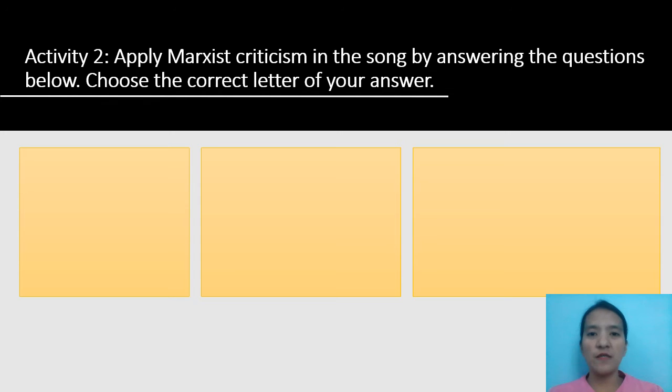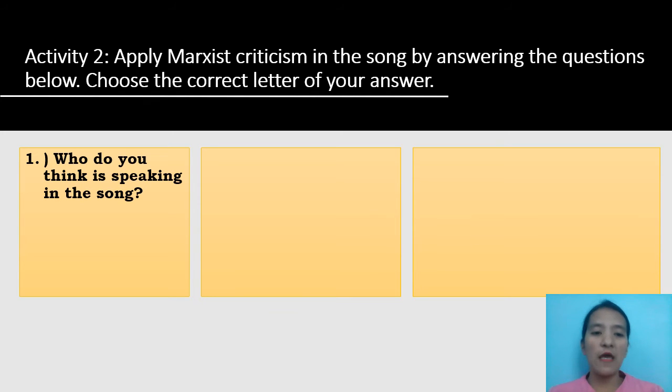Here's the first question. Who do you think is speaking in the song? Is it A, a parent, B, a teacher, or C, a child? What is your answer? Very good. It's letter C, a child.